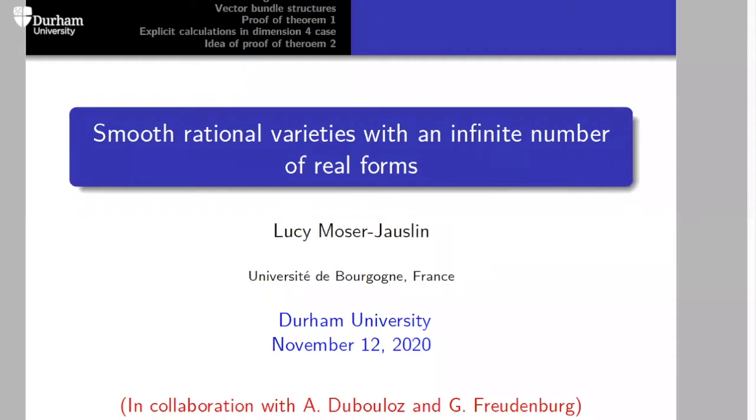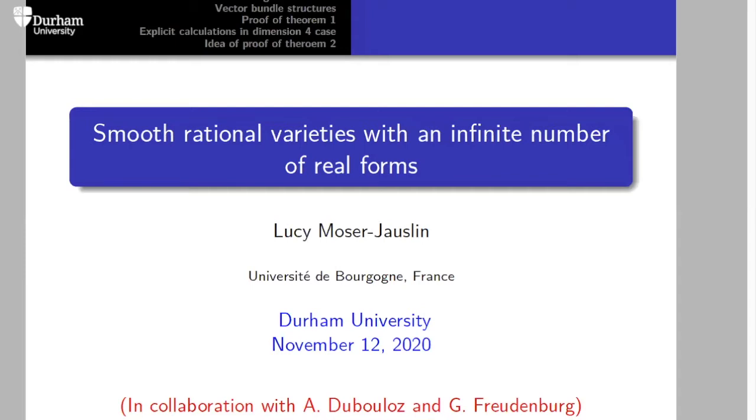Now, I will be talking about a recent result obtained in collaboration with Adrien Dubouloz and Jean Freudenburg on real forms of varieties. For the talk, I will be talking about varieties in three settings: complex algebraic varieties, real algebraic varieties, and topological subvarieties of real Euclidean space Rn. And the goal will be to compare these settings in a particular case.